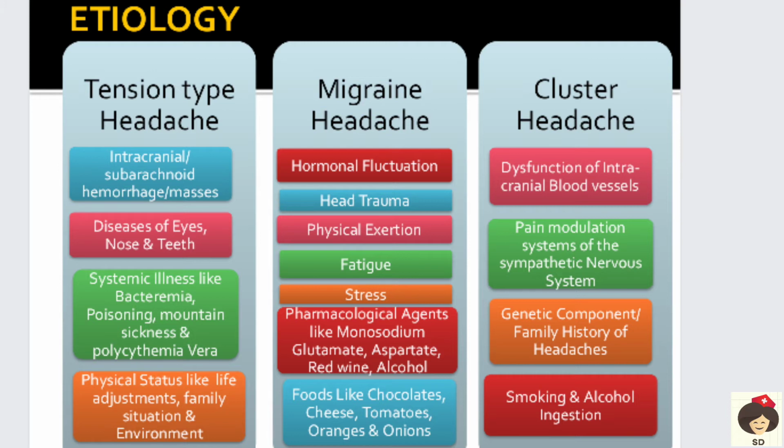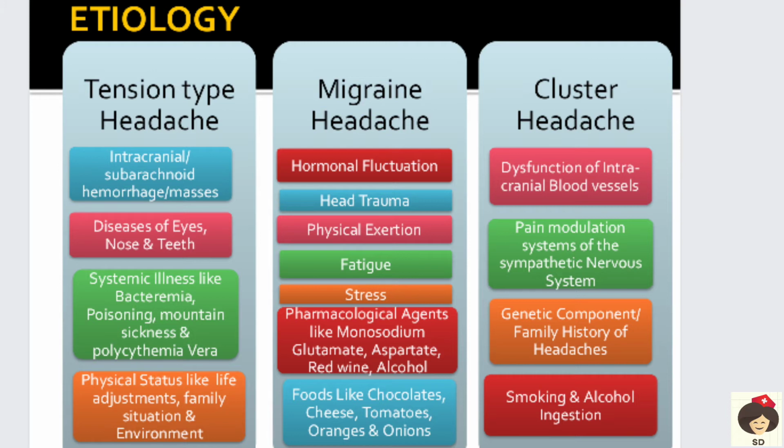And stress. Okay, so when a person is highly stressed, again there are so many hormonal changes which can cause the nerve endings to get irritated, which will result in pain. And pharmacological agents like monosodium glutamate, aspartate, red wine and alcohol. Okay, so these are all pharmacological or chemical agents which can cause neuronal damage, and thereby they can result in pain. And foods like chocolates, cheese, tomato, orange and onions.